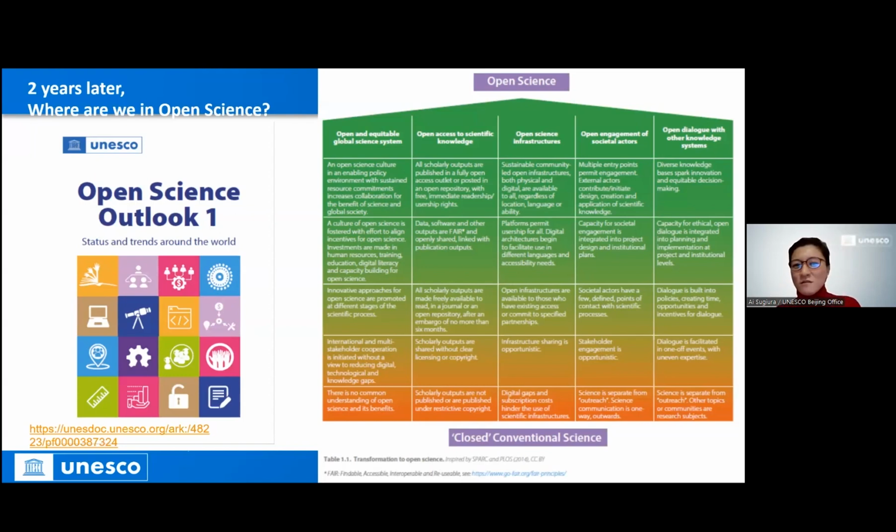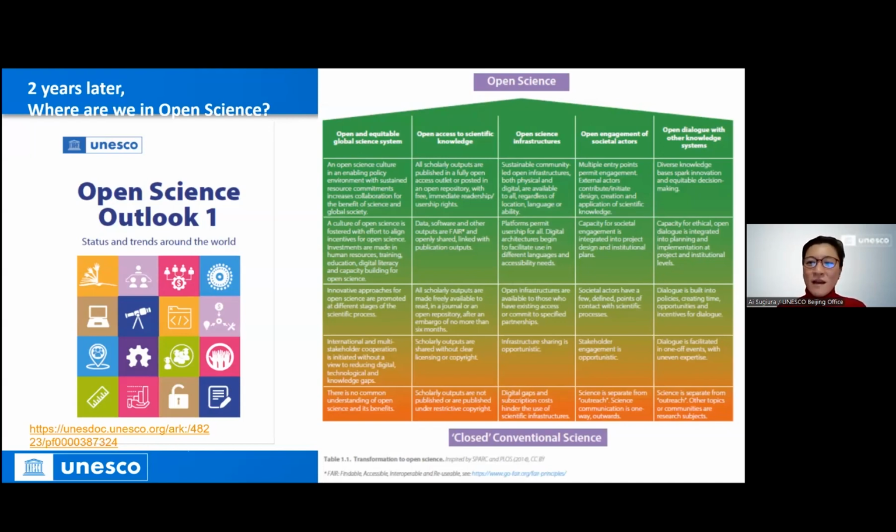But open engagement of societal actors, we know that citizen science, for example in our program on biodiversity conservation and monitoring, is now contributing to more than 50% of all the observed data. So how do we acknowledge that properly, and how do we engage even more of the stakeholders? And we need research in that. I don't know if you are conducting any of this, but that would be very great. It's something that we really need more support for.